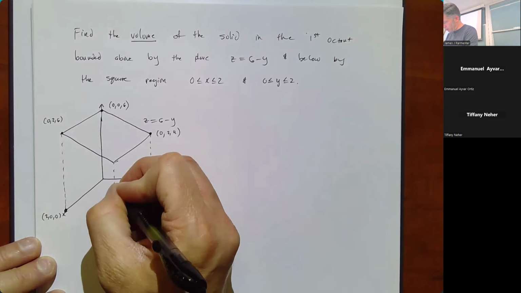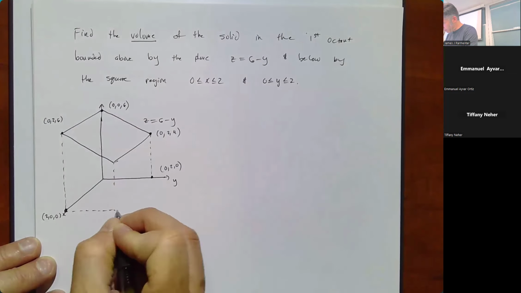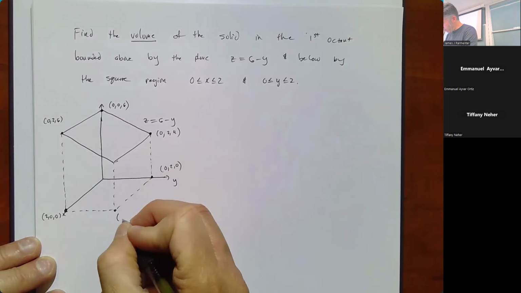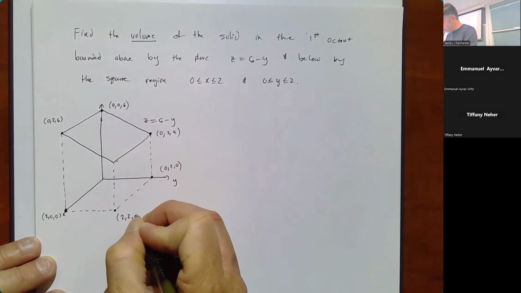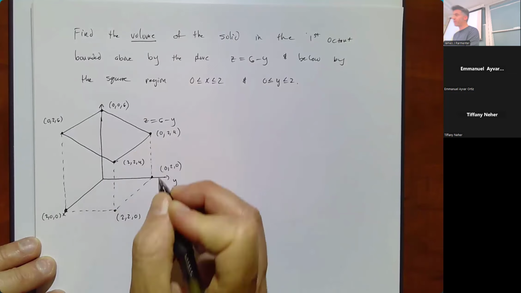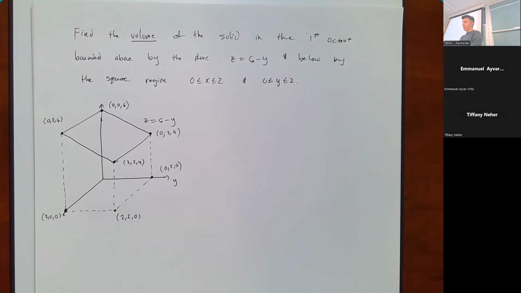And this point here, that point there would be 2, 2, 0. That point there is 2, 2, 4. So those are the points that are kind of the 8 corners of this volume.